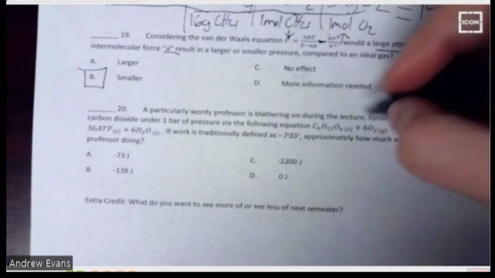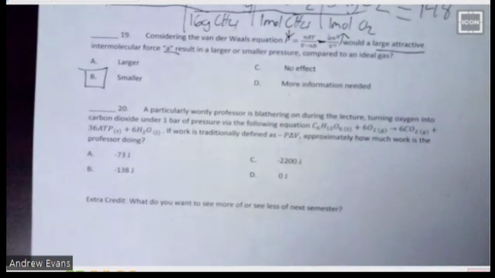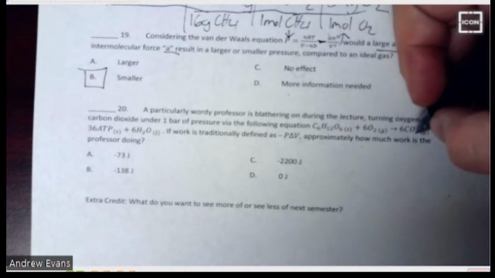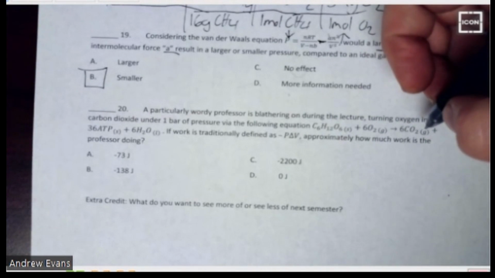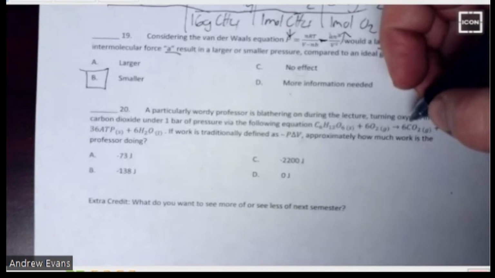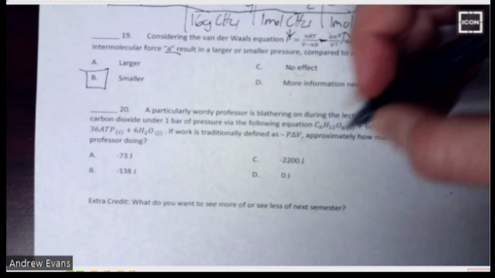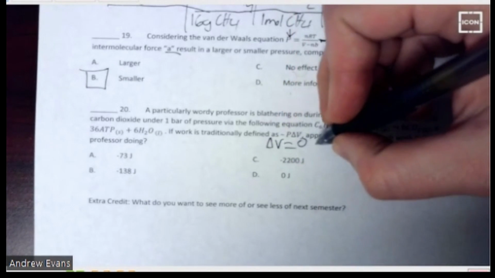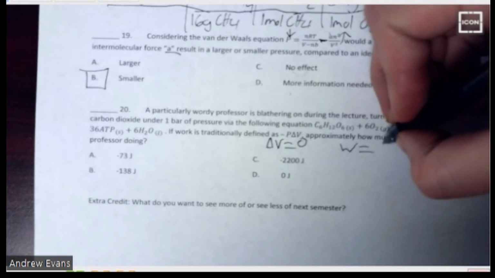And finally, a poor question on my part, but it was supposed to be an easy gimme. A particularly wordy professor is blathering on during lecture, turning oxygen into carbon dioxide under 1 bar of pressure via the following equation. So 6 oxygen is turning into 6 CO2 and solids and liquids. If work is traditionally defined as a pressure times a change in volume, approximately how much work is the professor doing? There's no change in volume. When delta V is 0, the work is 0.